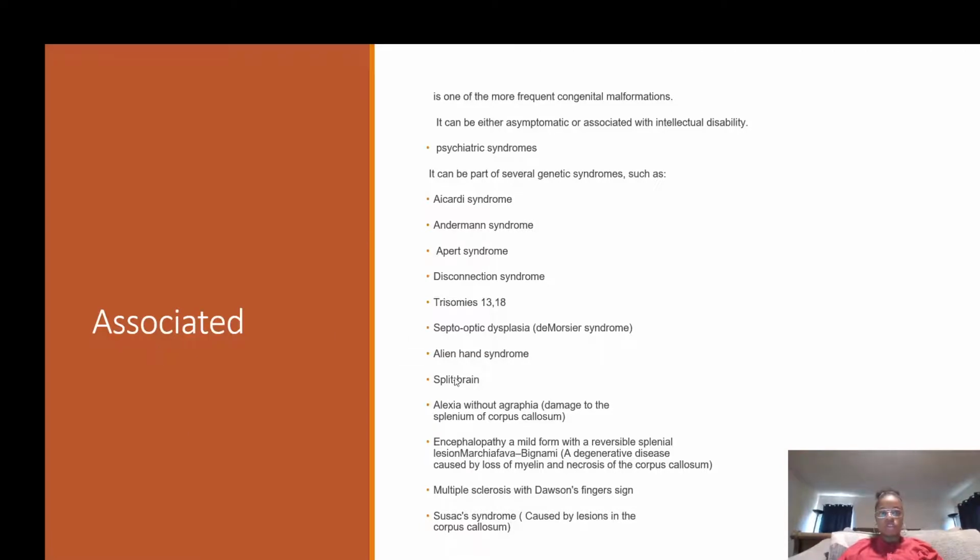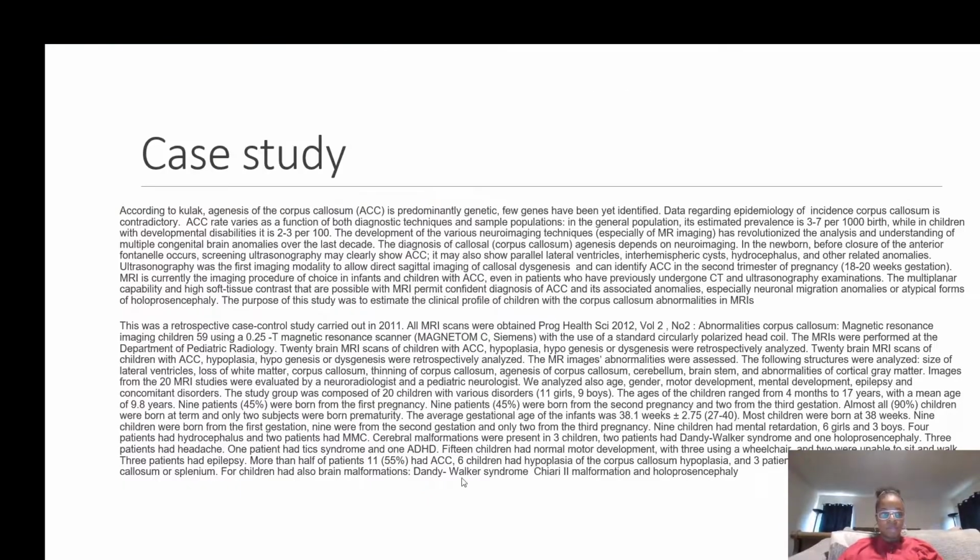And here are some associated conditions. I had just stated the Apert and the Aicardi. You have the disconnection syndrome, and then you have multiple sclerosis. So you have all these that are associated with agenesis and hypoplasia.